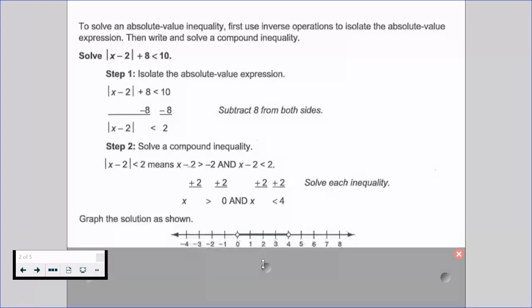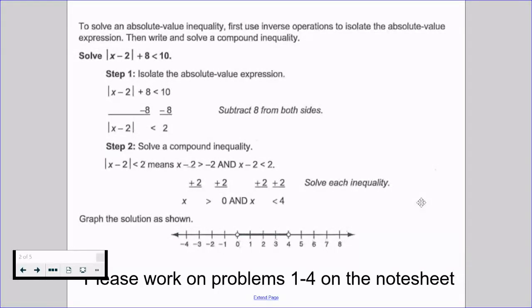We're then going to graph it as we normally would. We have x is greater than 0, so it's an open circle at 0. X is less than 4, it's an open circle at 4, and we shade in between, showing that we can have numbers that are greater than 0 but less than 4. Awesome, folks. With this in mind, please work on problems 1, 2, 3, and 4 on the note sheet and resume when you are ready to go on.